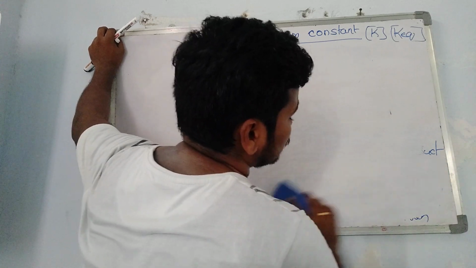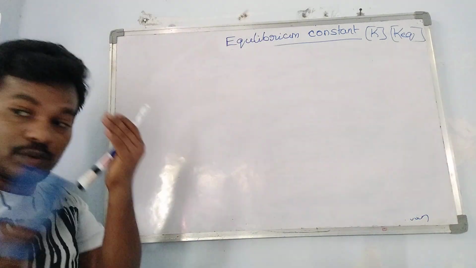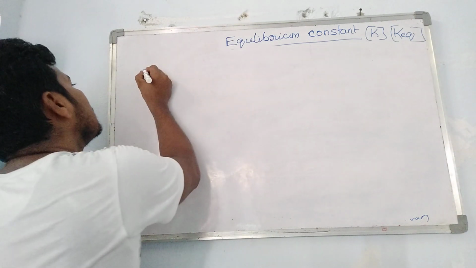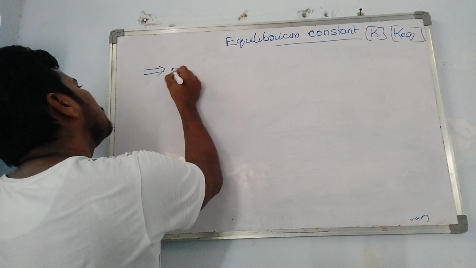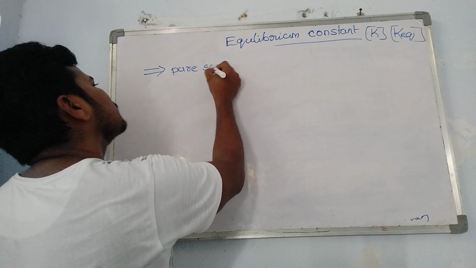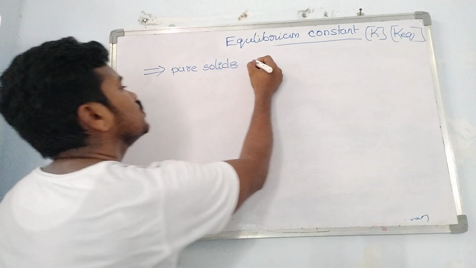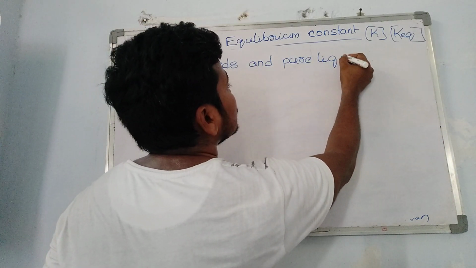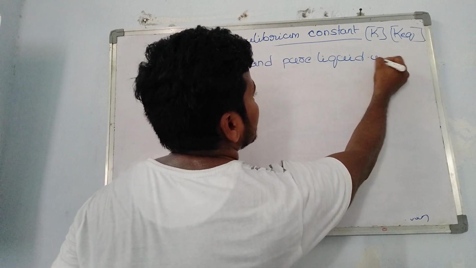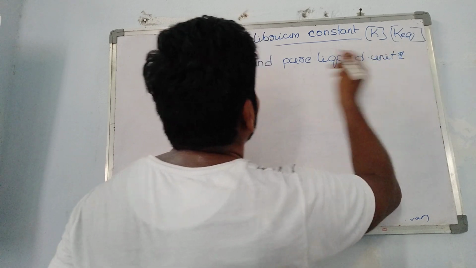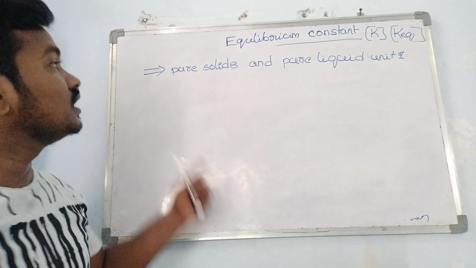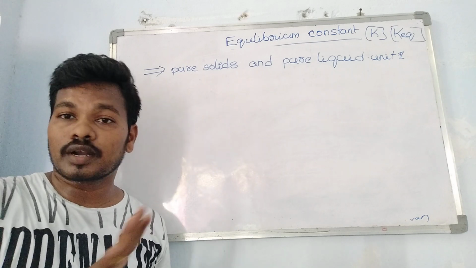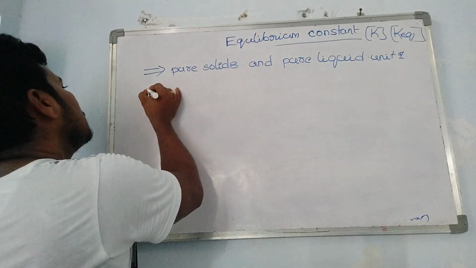Some important points you have to remember while writing the equilibrium constant, whether it is the Kp or the Kc. In writing the equilibrium expressions, pure solids and pure liquids are not included in the equilibrium expression. We take them as unity, that means we do not include them. Whether solid or liquid is there in the reaction, we do not write it. By taking an example, we can easily understand.